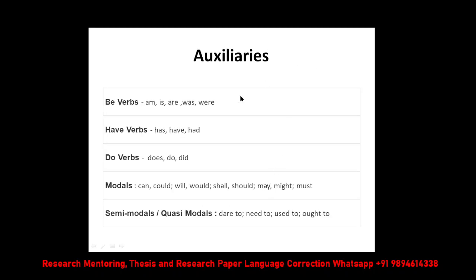Here it comes. Be-form verbs are am, is, are, was, were. Having verbs: has, have, had. Do verbs: do, does, did. Modals: can, could, will, would, should, all these things. And the semi-modals we call dare to, need to, used to, ought to. If you know the verb pattern, a certain sentence pattern will be decided based on the verb it is using. So it will be useful for you to have a clear idea about the different verbs.